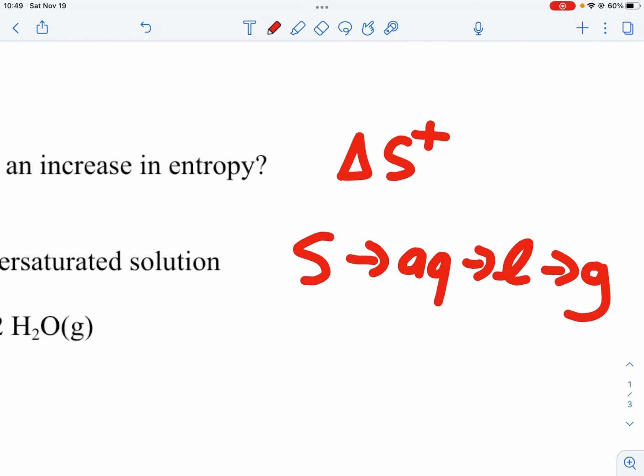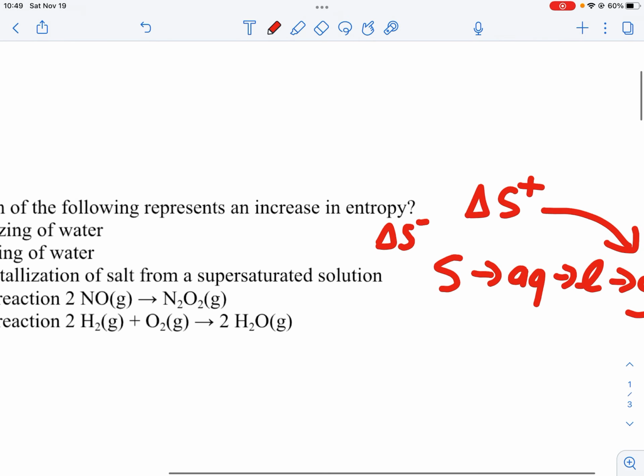A solid has the most order because the molecules are held tightly in place. While a gas, on the other hand, the molecules are held very loosely and they flow around freely. So that'd be a positive delta S. And this would be your negative delta S. And in this problem, we're trying to find an increase, so the most positive.